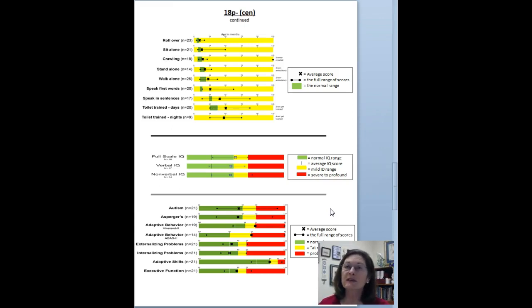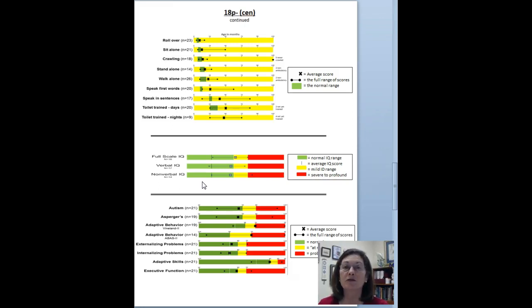I like things color-coded, so you're going to see lots of color-coded things from me. Makes it a lot easier, I think, at a glance to understand what's going on. So in this case, well, in all cases, the either average range or the no problem range is in green. The borderline or the at-risk range is yellow, and the more problematic or severe range is shown in red. And again, the average for the group is shown by an X, and the ball-headed lines show the range of data for the whole group.